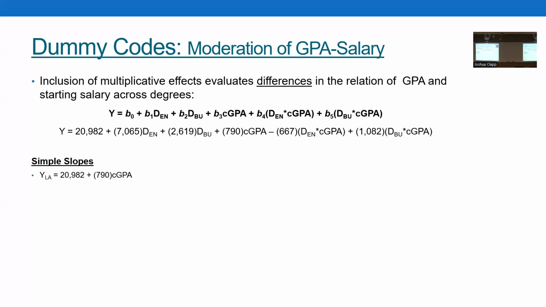If this is engineering, they're not engineering, that's gone. There's engineering, that's a zero, and that's gone. There's business, that's a zero, and that's gone. Everything else falls out, right? And so what we've got is just within this base model, this right here, 790, that is the simple slope of the relation of GPA and starting salary for liberal arts majors.